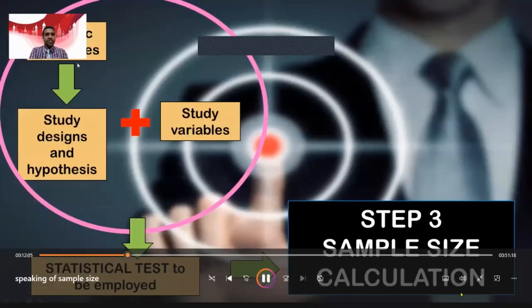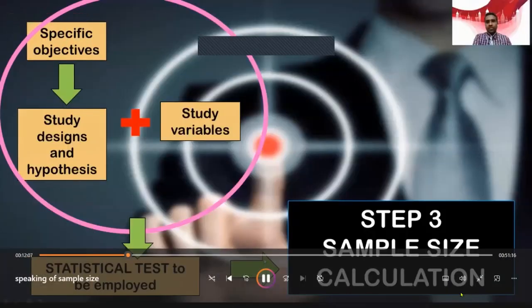Once you have chosen the study design, the next step is sample size calculation. The first step is over. The first step is picking the statistical test. This is the second step, and it's a very important step. If you choose a wrong statistical test, then the sample size will be wrong. That's why I made it a separate step.